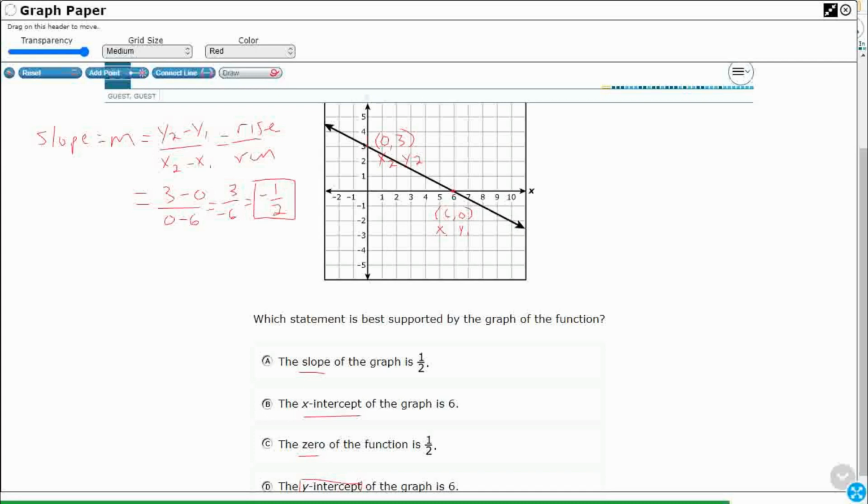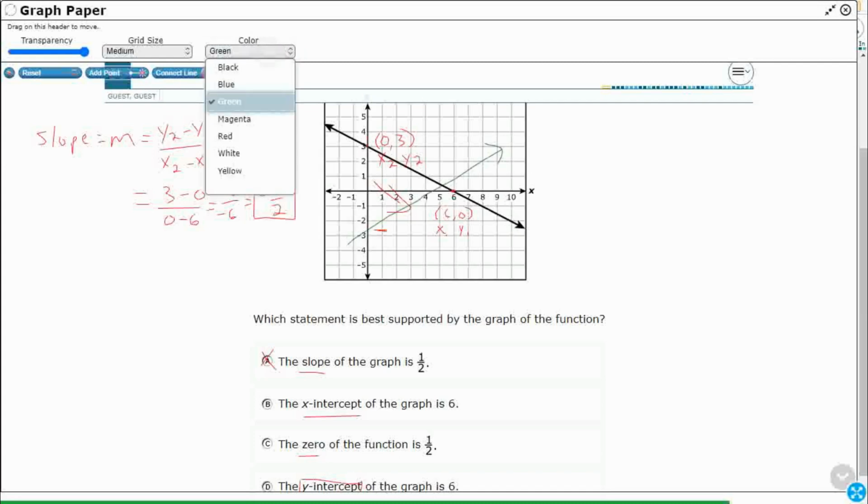Here's the thing. The 1/2 is fine. I knew this was a negative slope because it goes down from left to right. So if it goes down from left to right, it has to be negative. So that's why I knew A was wrong. The 1/2 is good, but a 1/2 slope would kind of look like something like this, right? It would be a little bit more like that. It has to go up. All right, so let's see what B has for us.